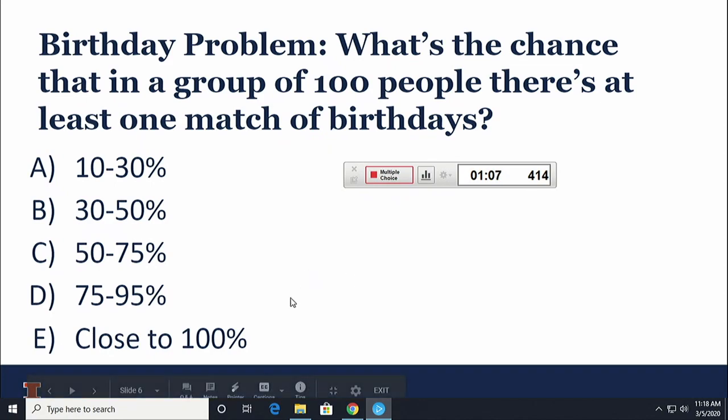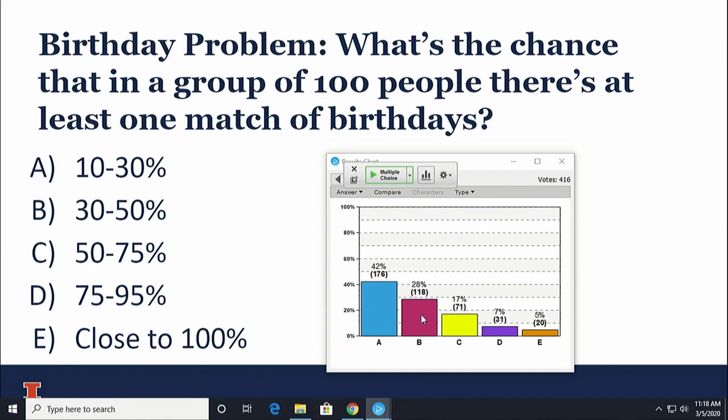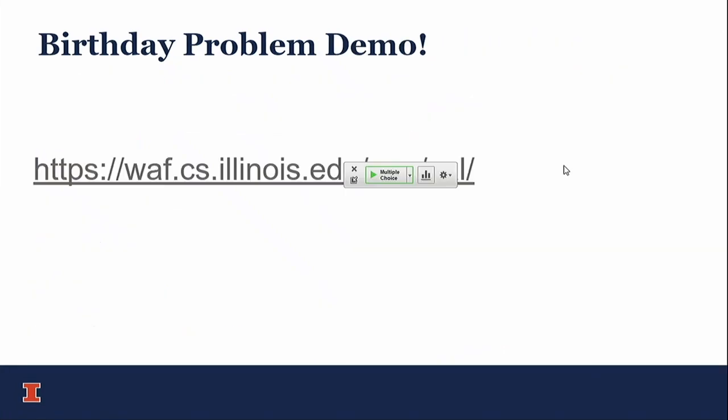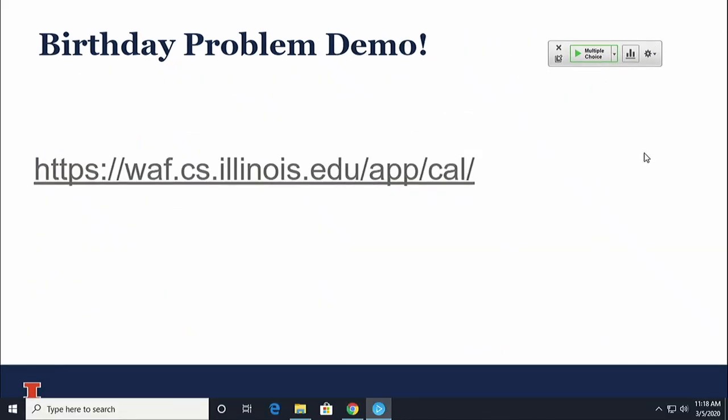Okay, let's see what you said. Most people said between 10 and 50%. So you think in 100 people, it's probably low that there's a match. Overall, we can say that's the consensus. We're going to look at how to solve this problem using our rule for at least one match of birthdays. We can solve that mathematically, but first I want to do a demonstration in class. We might as well go ahead and test this out.